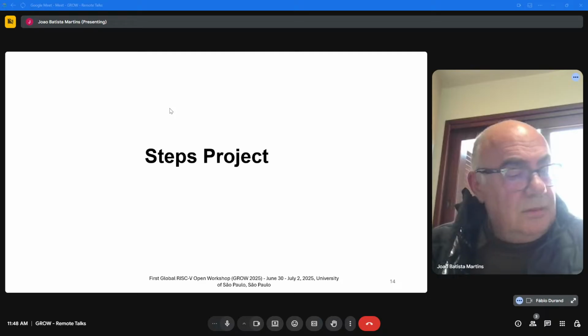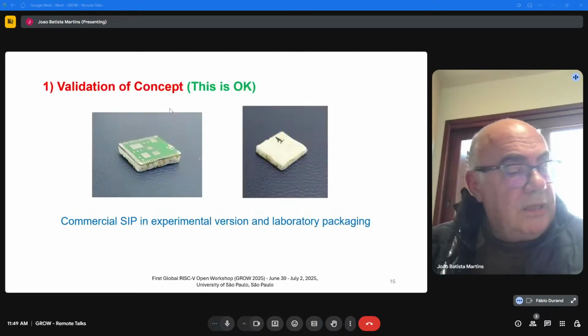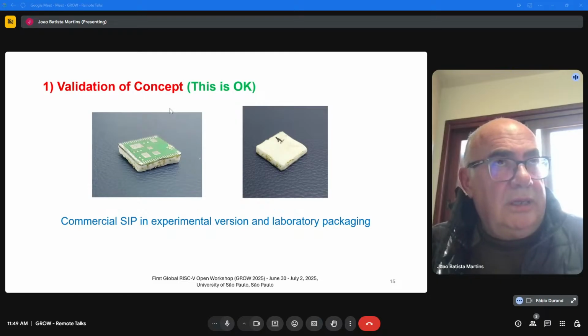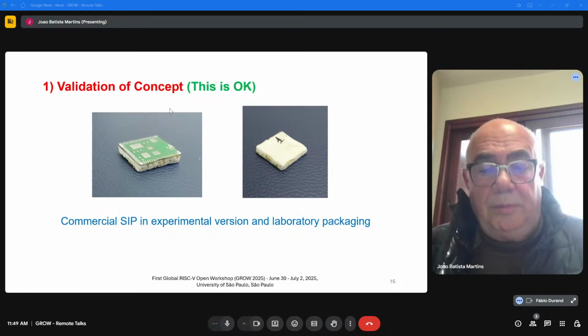Project status. The project was developed in stages and executed in parallel. Stage one is related to the validation of a chip using the commercial processor core. This stage is okay, and its performance was very satisfactory. We achieved a Bluetooth communication range of 200 meters with an antenna internal to the chip.